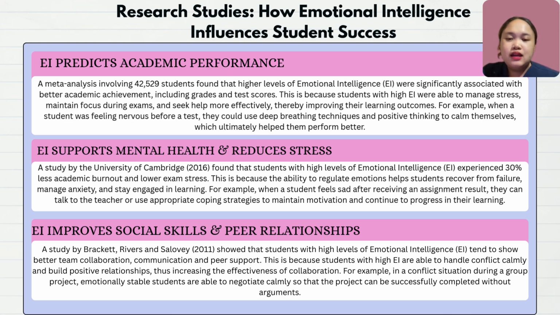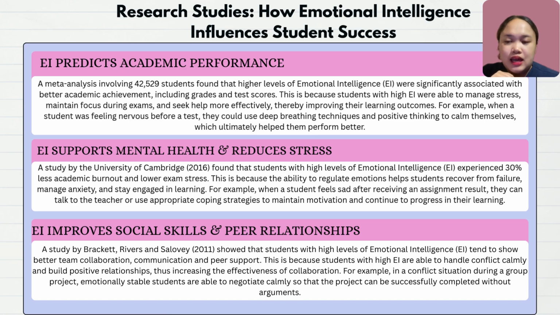Today I will be presenting about how emotional intelligence, or EI, influences student academic performance, mental health, social relationships and overall development. First, EI plays a significant role in predicting academic performance. A meta-analysis involving 42,529 students found that those with higher EI tend to achieve better grades and higher test scores.